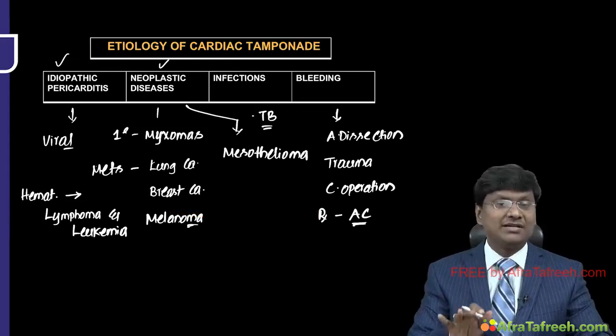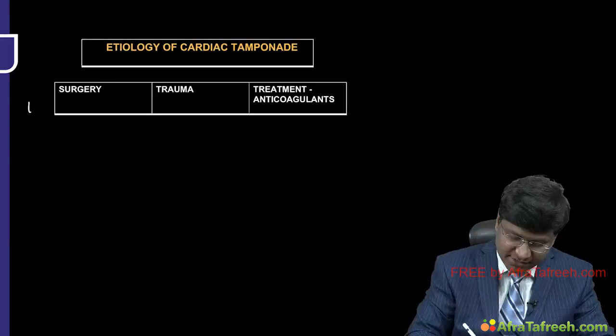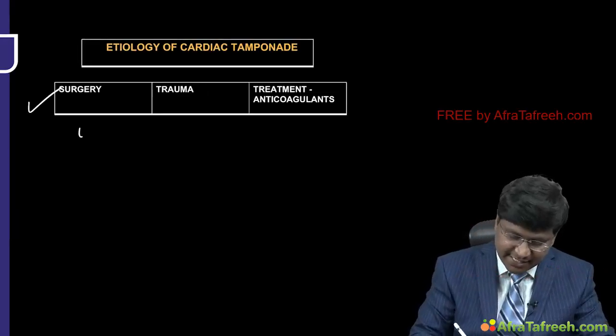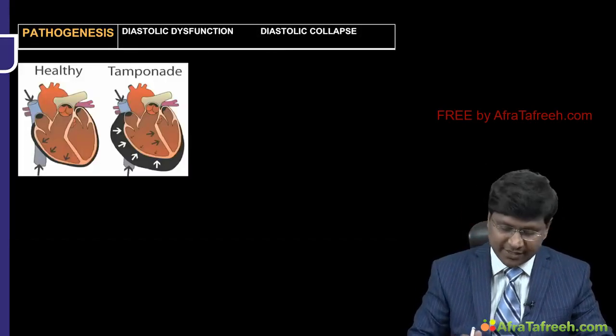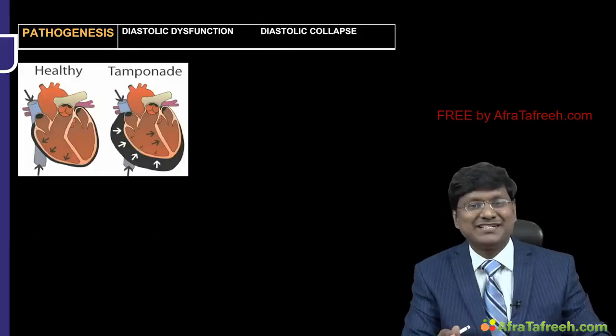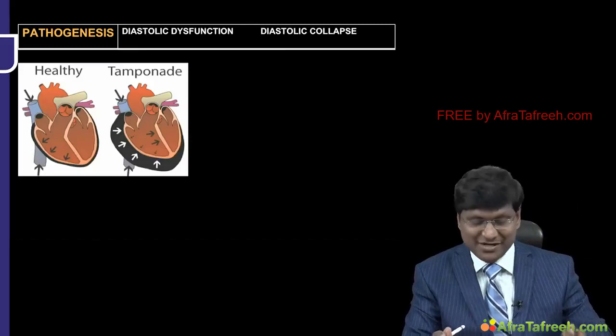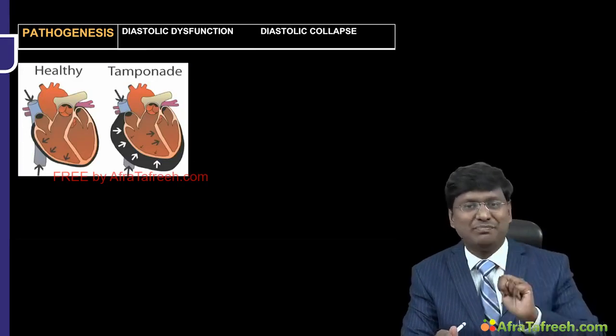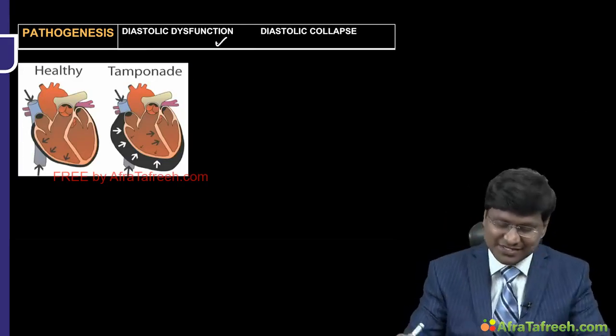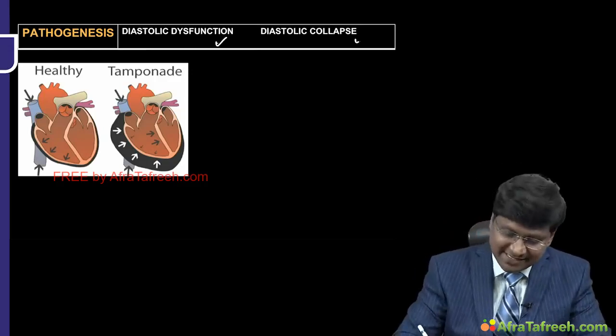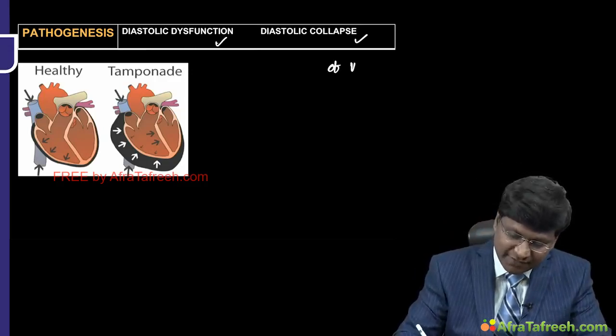Now, so these are all the etiologies causing cardiac tamponade. So these etiologies we have discussed, that is the cardiac operation, trauma, and treatment with anticoagulants. Next is the pathogenesis in patients with cardiac tamponade. So you have to remember two important things. One, there is diastolic dysfunction. Then there is diastolic collapse of the ventricles.